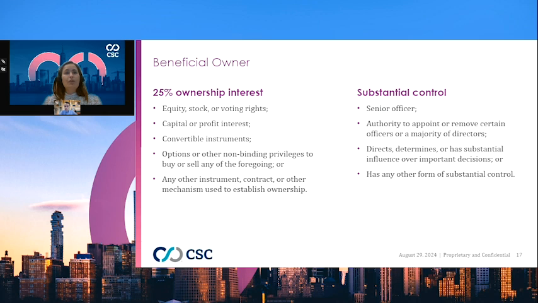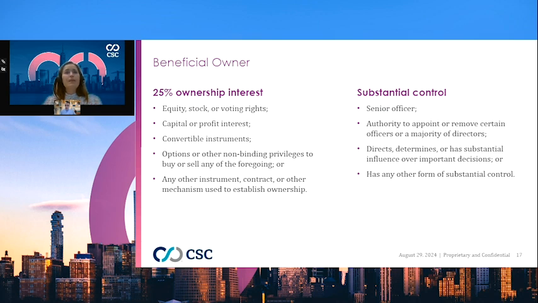So what is an ownership interest? Under the CTA, an ownership interest is very broad, and it includes equity, stock, or voting rights, capital or profits interest, convertible instruments, options or other non-binding privileges to buy or sell any of the foregoing, or, as a catch-all, any other instrument, contract, or other mechanism used to establish control. A 25% or greater interest in any of these items makes an individual a beneficial owner under the ownership interest test.